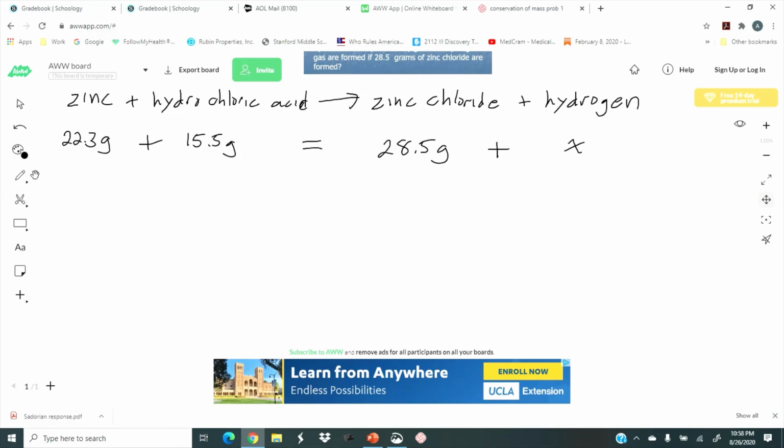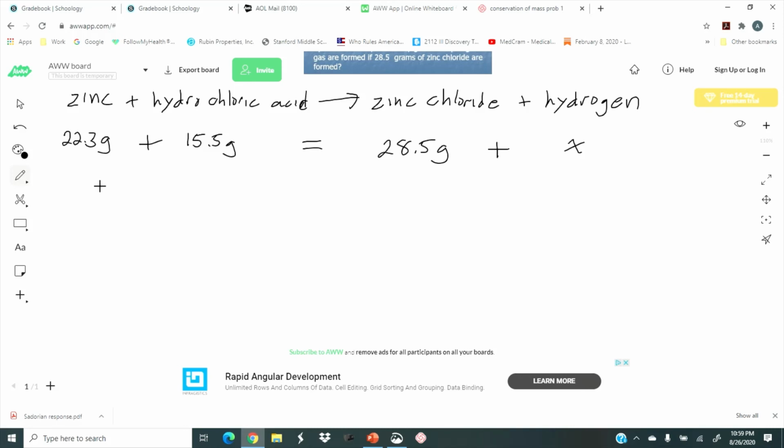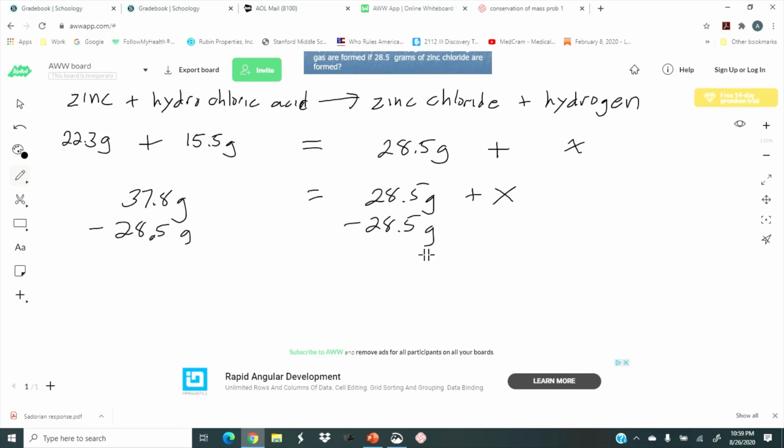Basically all we're going to do now is solve for x, right? How much hydrogen. First off, let me add these two together. 22.3 plus 15.5 gives me what? 37.8 grams. That's going to equal 28.5 grams plus x. In order to solve for x, I subtract 28.5 grams from both sides. These cancel, leaving me with x equals 37.8 minus 28.5. That's going to give me 9.3 grams. And there is your answer.